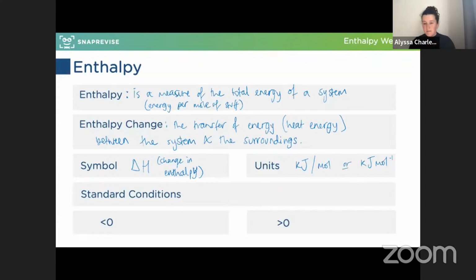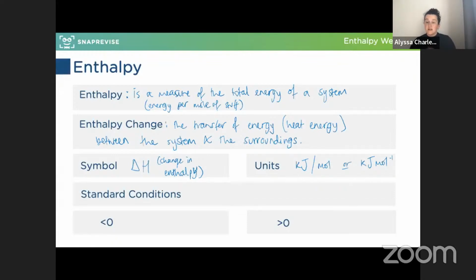Good. So kilojoules per mole is our standard way of talking about enthalpy change because it is per mole. So it's the amount of energy being exchanged per mole. And because we're talking about large amounts of energy, it's much easier to talk about it in terms of kilojoules rather than just joules, because otherwise we'd have massive numbers. So kilojoules per mole. Very good.